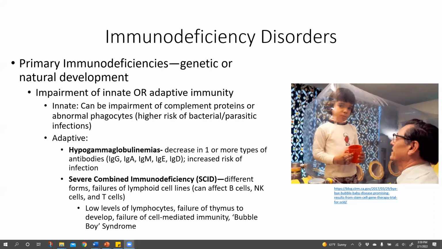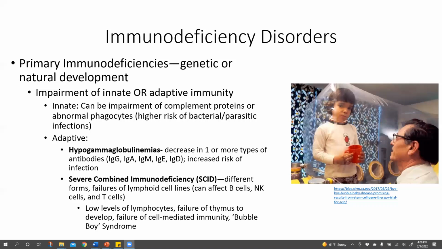Or you could have abnormal phagocytes. If you remember, hopefully you do, phagocytes like to eat things like foreign bacteria, things like that. So you would be at a higher risk of developing bacterial or parasitic infections, and this would make it harder for you to fight those infections.